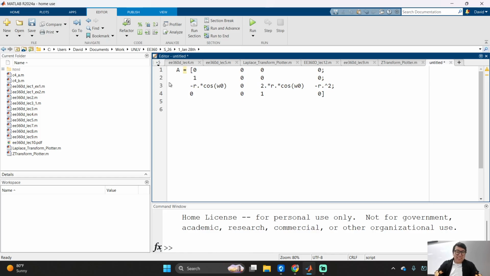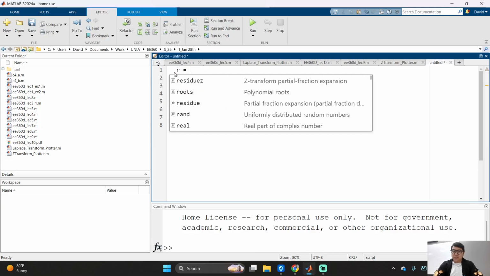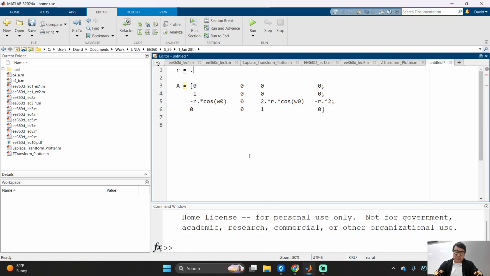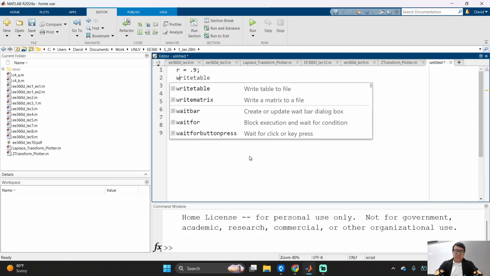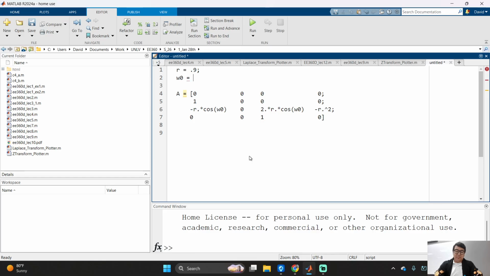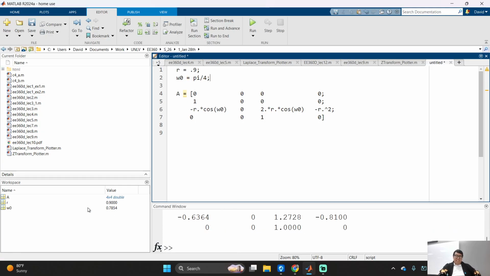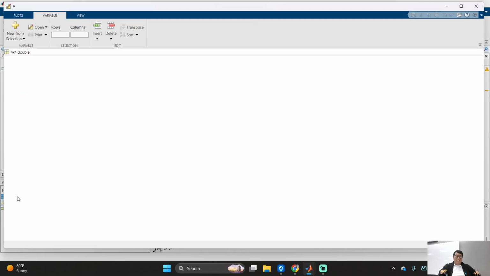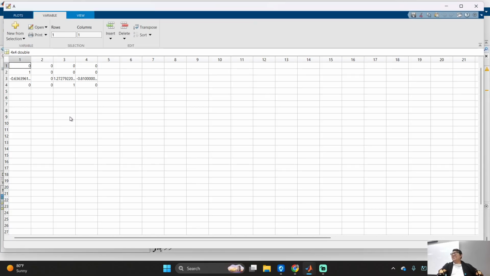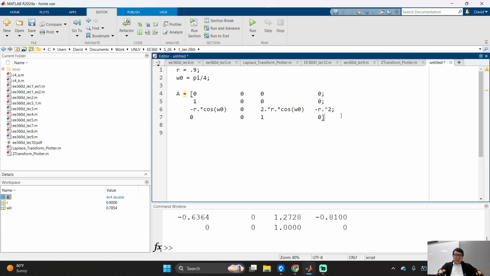Add a semicolon after the statement. Nah, who cares? I do. R is equal to, what's it equal to in the assignment? 0.9, whatever. And omega 0 is equal to, was it pi over 4? Run it. What's this look like? Matrix. Cool? Everyone seeing what I'm trying to do? Is this a waste of your guys' time?